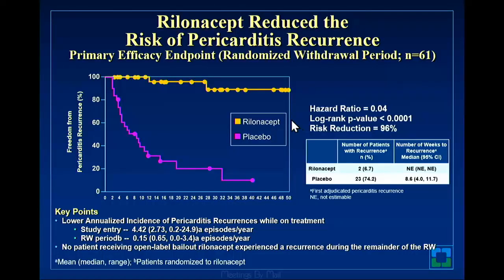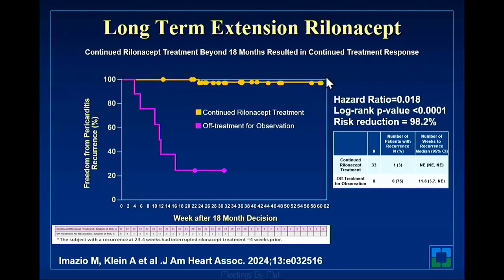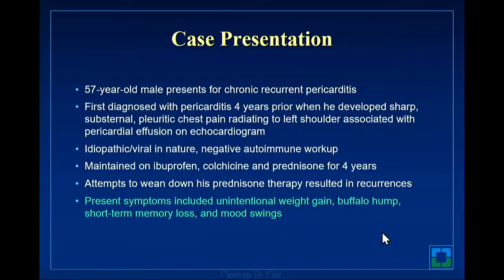Rilonacept was very important in the RHAPSODY trial, showing lowering the risk of recurrence quite dramatically compared to placebo, 96% risk reduction. However, with the long-term extension, after 18 months, for patients who stopped it, there was such a high recurrence rate, 75% recur versus only 3% that stay on it. So it's a long-term disease.